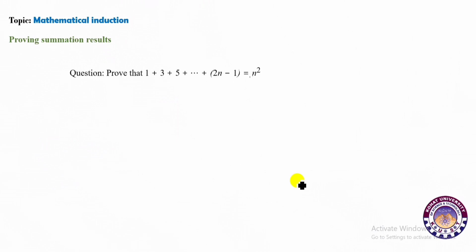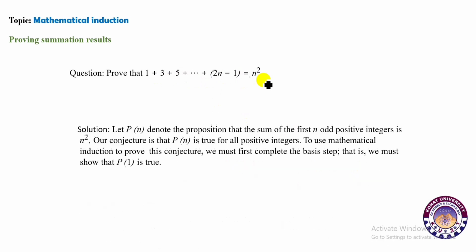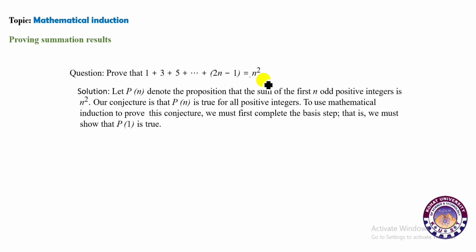Proving summation result. The first result is show that 1 plus 3 plus 5 up to 2n minus 1 is equal to n square. That is, this result says that the sum of the first n odd integers is n square. We prove this proposition with the help of mathematical induction.